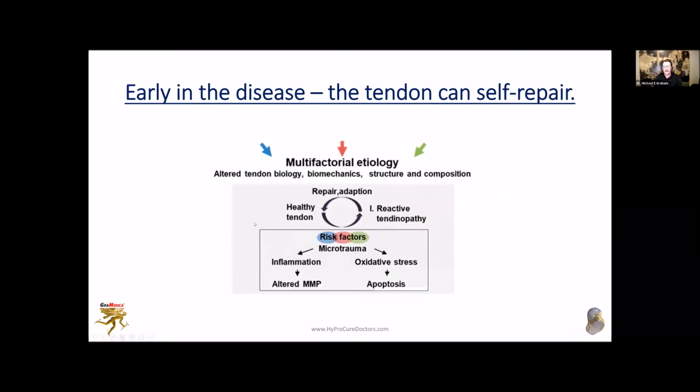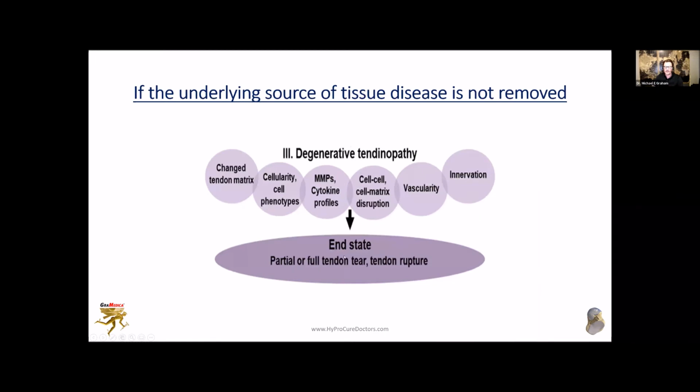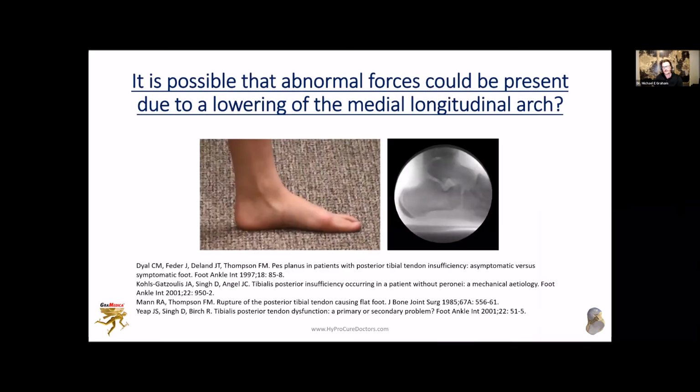But then what ends up happening is that little by little, we get this reactive tendinopathy and it just becomes diseased until we end up with that partial tear. And now we're in a really bad situation. So it's just little by little getting worse and worse.